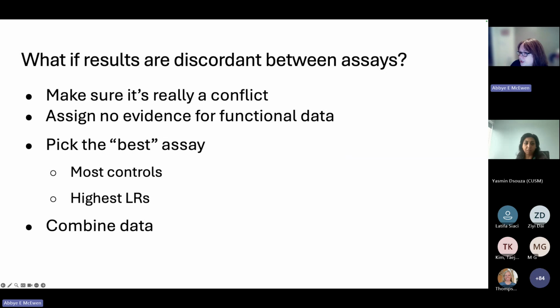So what do you do if results really do clash? Step one is take a deep breath and make sure it's really a conflict. I'll talk about that in a second. The second option is to say I can't apply any functional data to this because they're conflicting. Option 3 would be to try to determine which assay is the best and use that one. So that could be the one with the most controls or the highest likelihood ratios. And the final option would be to train some sort of model or predictor to combine the data. And this can be as complicated as a machine learning classifier or as simple as a decision tree.